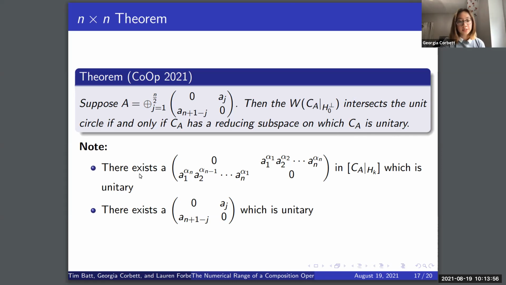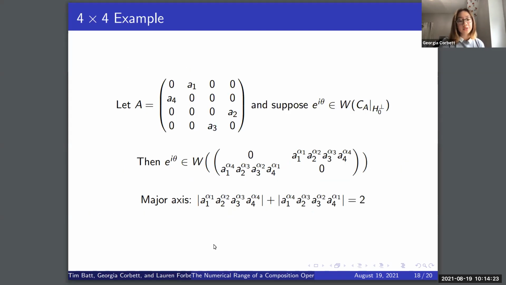So again, a couple of things to note. Another way to think about this theorem is that there must exist a 2 by 2 or a 1 by 1 block in the matrix representation that is unitary. And this theorem implies that there exists a 2 by 2 or 1 by 1 block in the matrix A itself, which is also unitary. And so the heart of this proof for the n by n case really lies in the 2 by 2 proof that I previously went over.